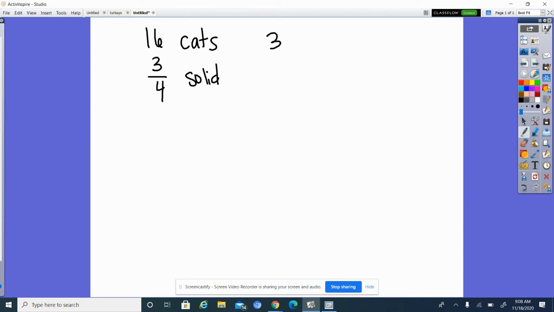Yes. 3/4 of 16. Well, this word tells us what to do. Multiply. Okay, so we need to come up with an array that has a total of 16, but it also either has 4 columns of 4 or rows of 4. What array could we have? Yes.